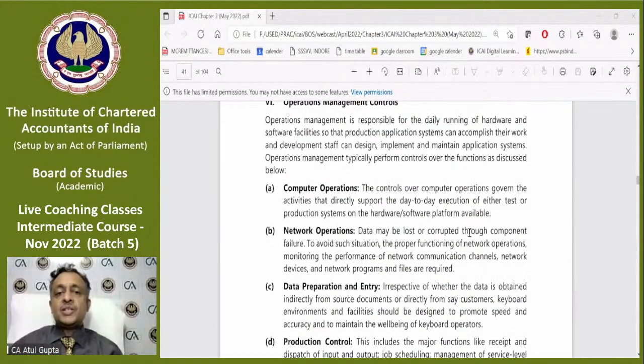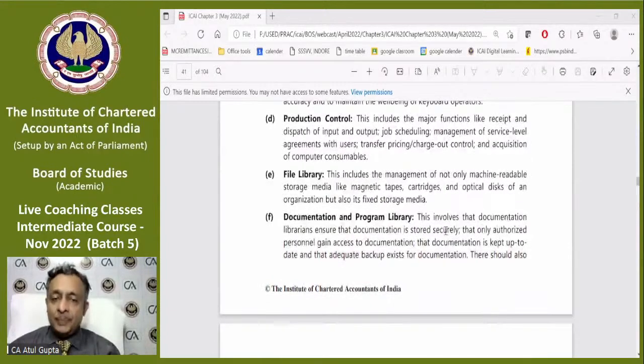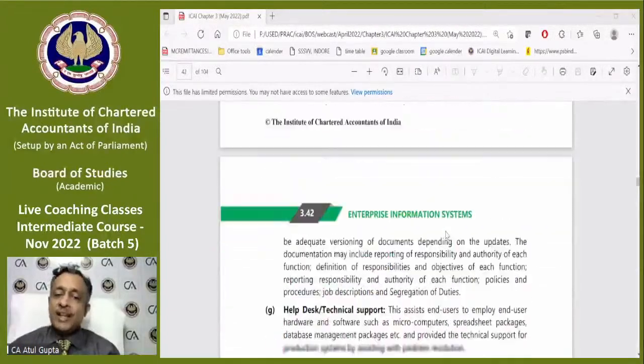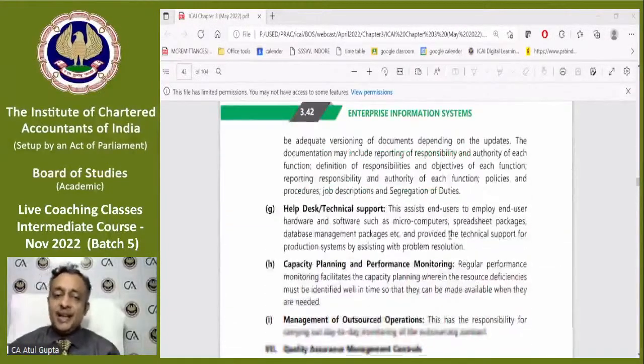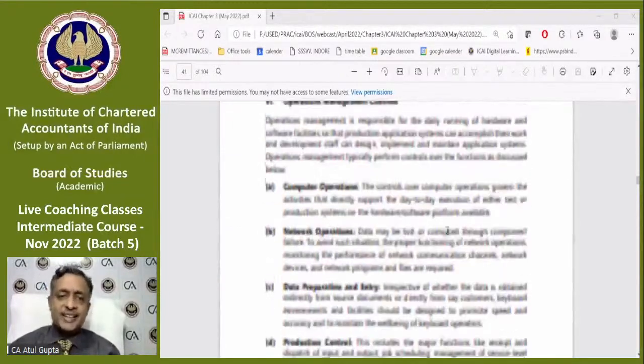So it includes computer operations, network operation, data preparation and entry, production control, file library, documentation, help desk, capacity management, and outsource operations. So let us take this one by one.